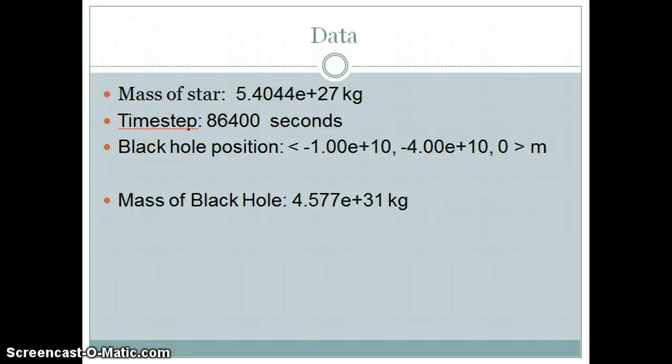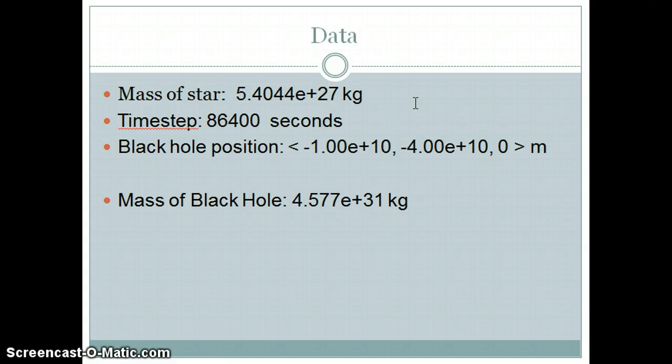The mass of my star is 5.4044 times 10 to the 27th kilograms. The time step is 86,400 seconds, or 1 day, and the black hole is at position -1 times 10 to the 10th meters in the x direction, -4 times 10 to the 10th meters in the y direction, and 0 meters in the z direction.